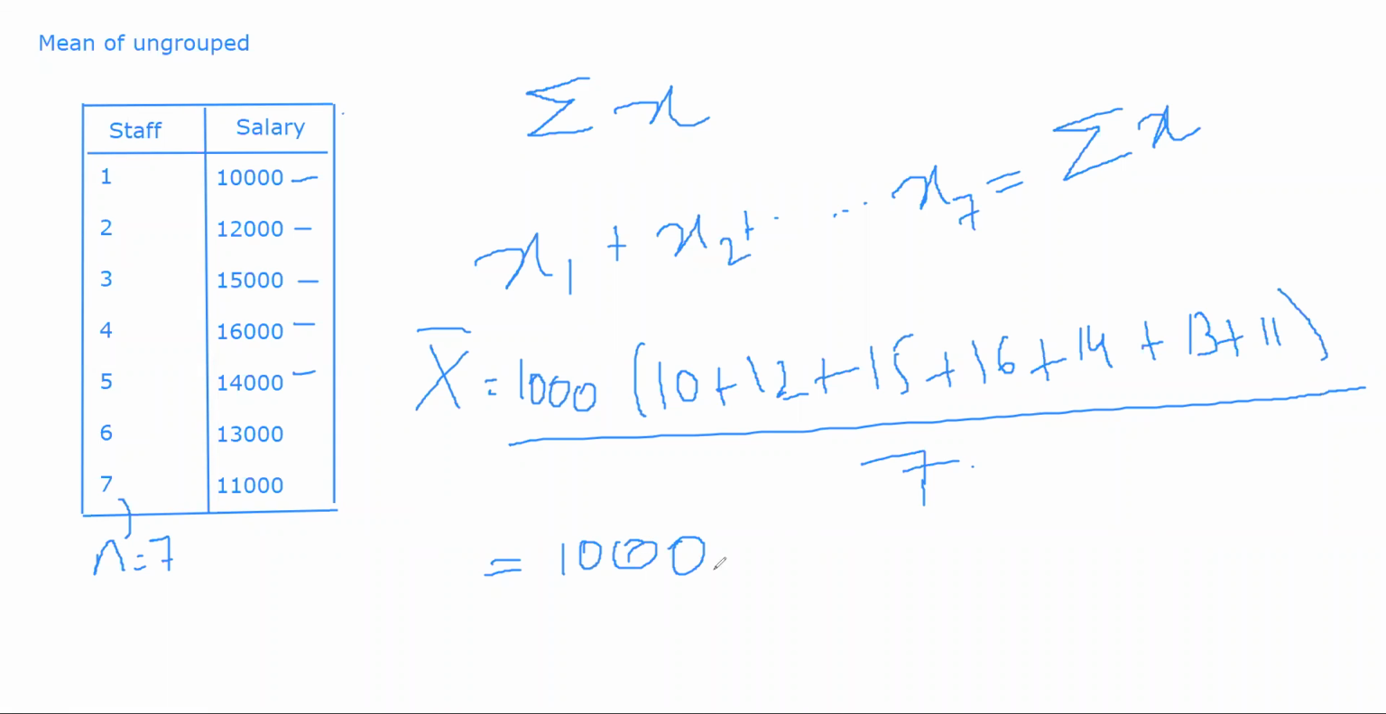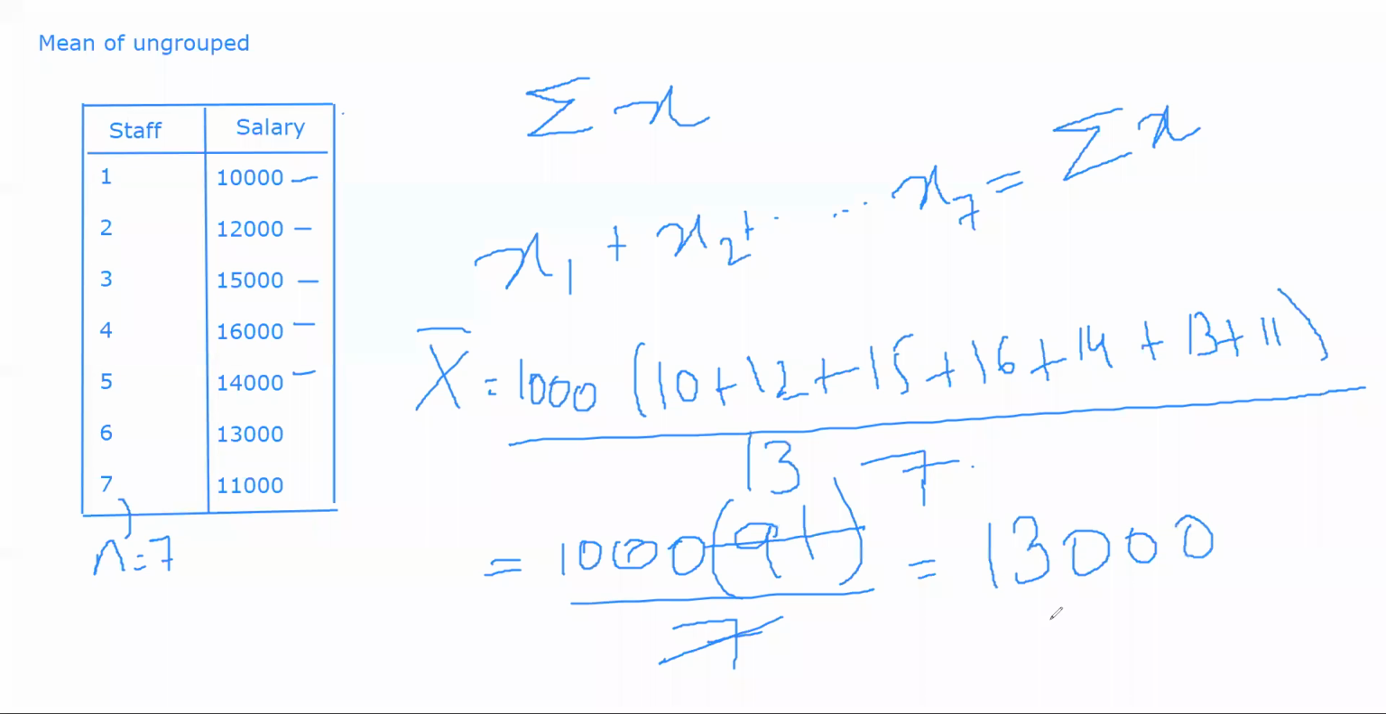1000 into 10 plus 2, how much is it? 10, 12, 22, 37, 43, 53, 67, 80, 91. Okay, divided by 7. Now I know 91 in 7 goes 13 times. Okay, is equal to 13,000.